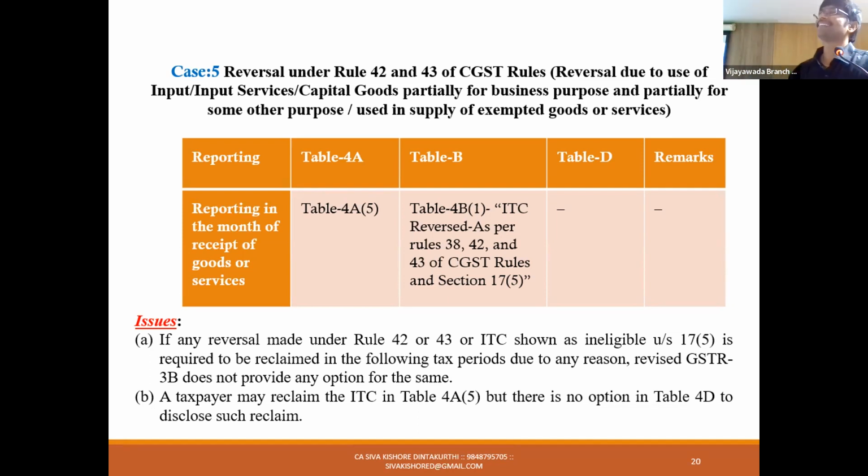Two months after, I realized that I have made a genuine mistake. It is eligible. I have satisfied all the conditions of Form 16. It traveled to 2B. It traveled to 2A coupled with 2B. But the only mistake done by me, wrongly I punched in 4B2. If I want to reclaim in 4A5, there is no support in the form. Am I right?